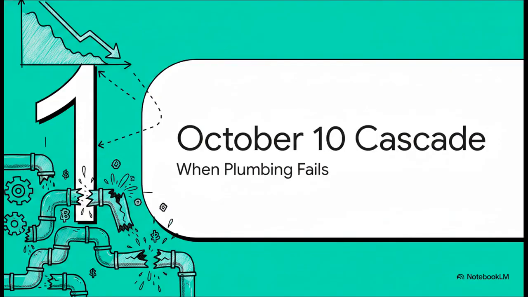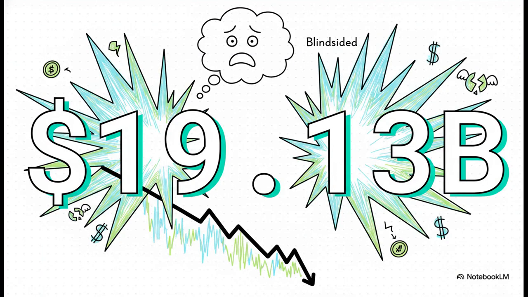Let's look at a real-world stress test. Part 1. The October 10 Cascade, or what happens when the plumbing actually fails. Just look at this number, $19.13 billion. That is the total amount of capital liquidated across the market over a single 24-hour window. Absolute total devastation. And the crazy thing is, if you were only watching the price candles leading up to this, you would have been completely blindsided.